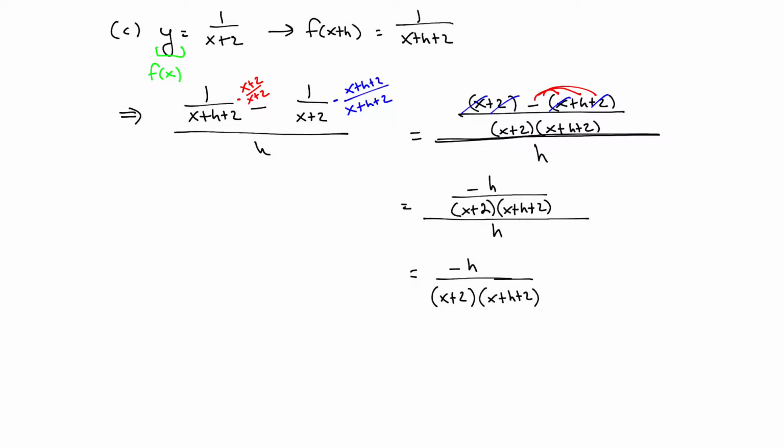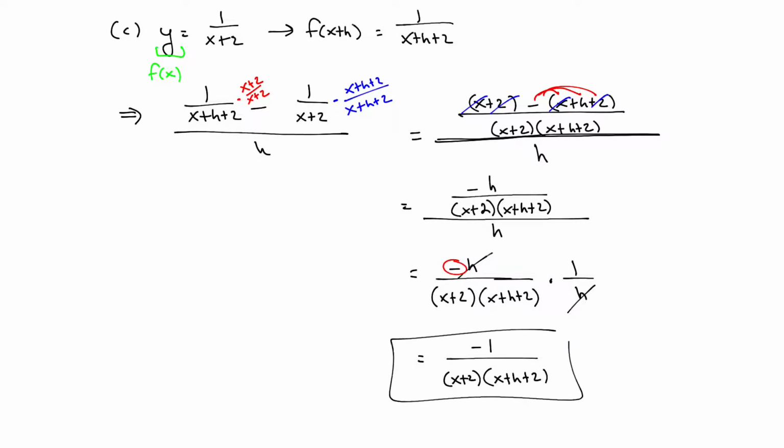And I'm not FOILing this out because that's actually unnecessary. We're really only looking to just cancel the h. We don't need to do any further stuff besides that. But anyways, dividing by h here is the same thing as multiplying the numerator by 1 over h, and we see that the h's cancel, but we still have that negative sign. So this becomes negative 1 over x plus 2 times x plus h plus 2, and that is our answer because we canceled that h.